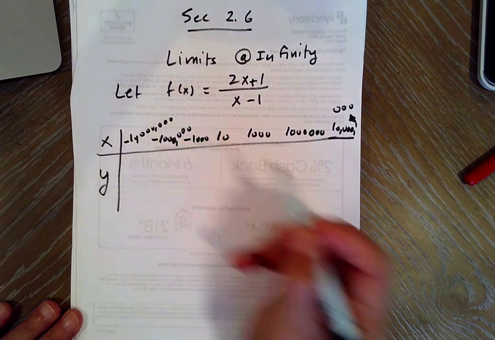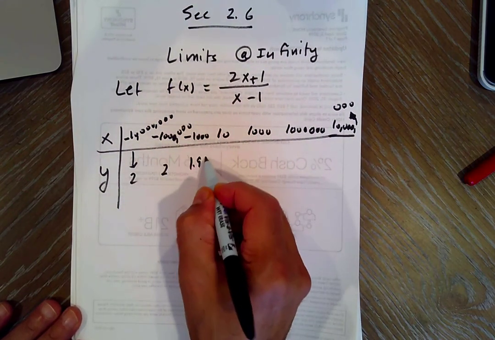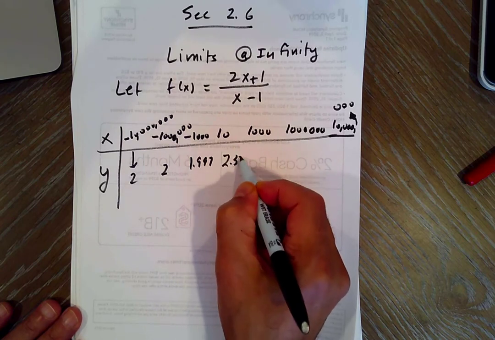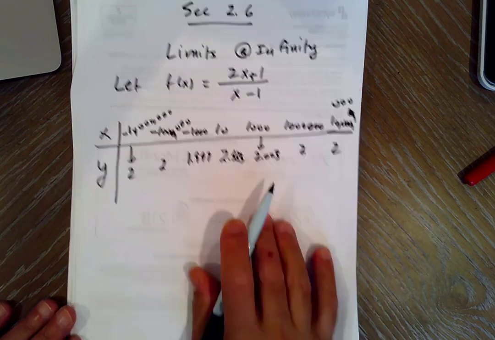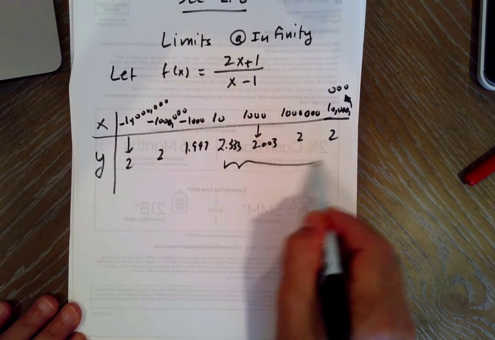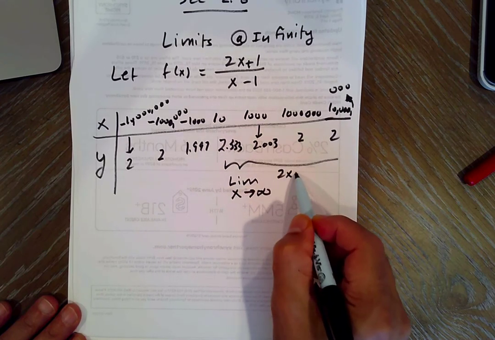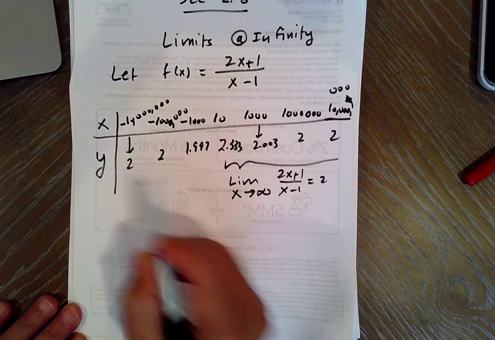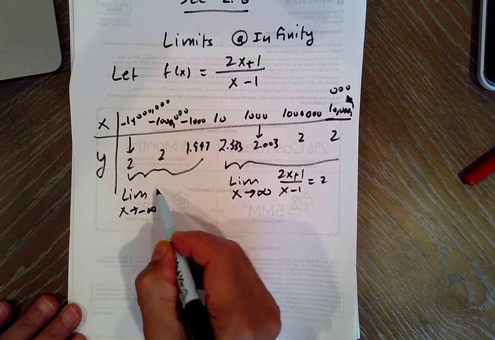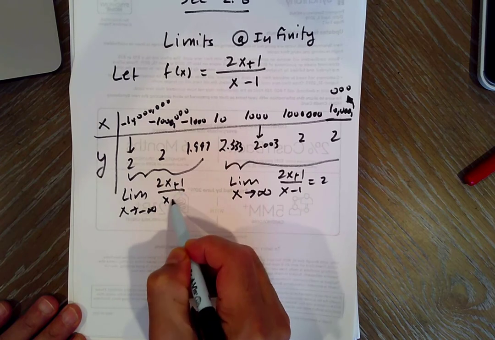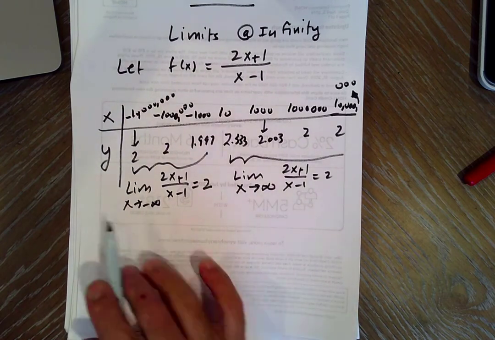So if you punch this in your calculators, you're going to see this is 2, 2, 1.997, 2.333, 2.003, 2, 2. So it shows me as x goes to positive infinity of 2x plus 1 over x minus 1, we get 2. And as x goes to negative infinity of 2x plus 1 over x minus 1, which is also 2. So this is just an example.